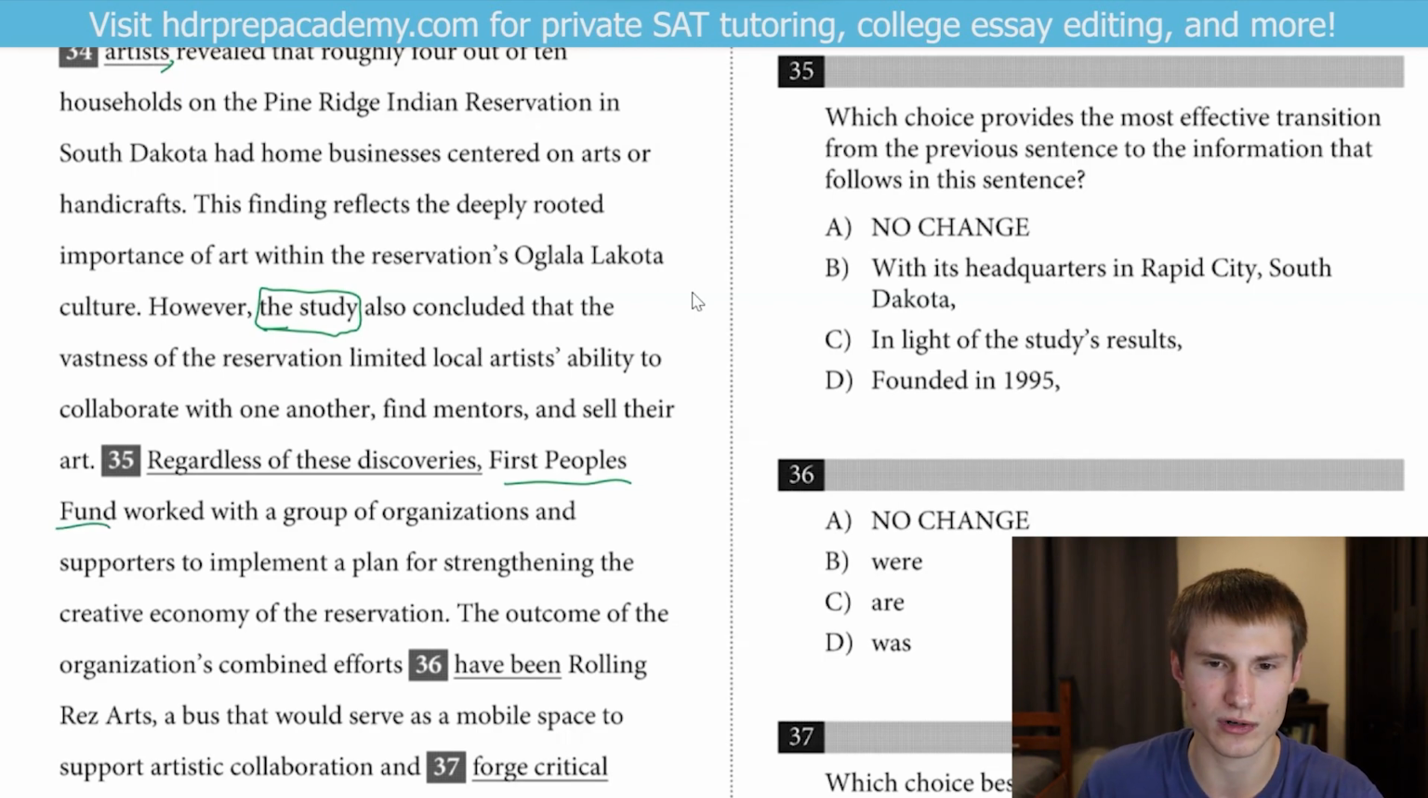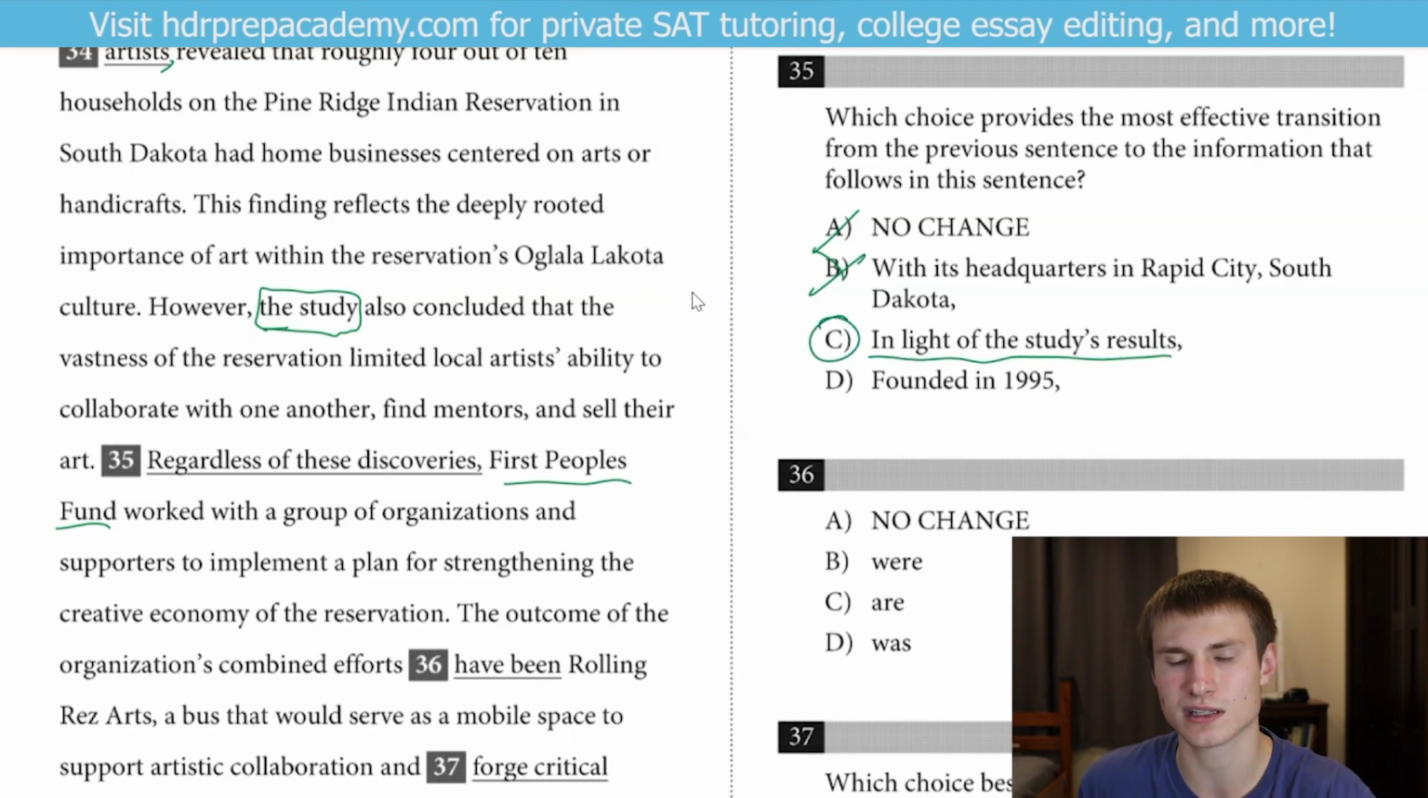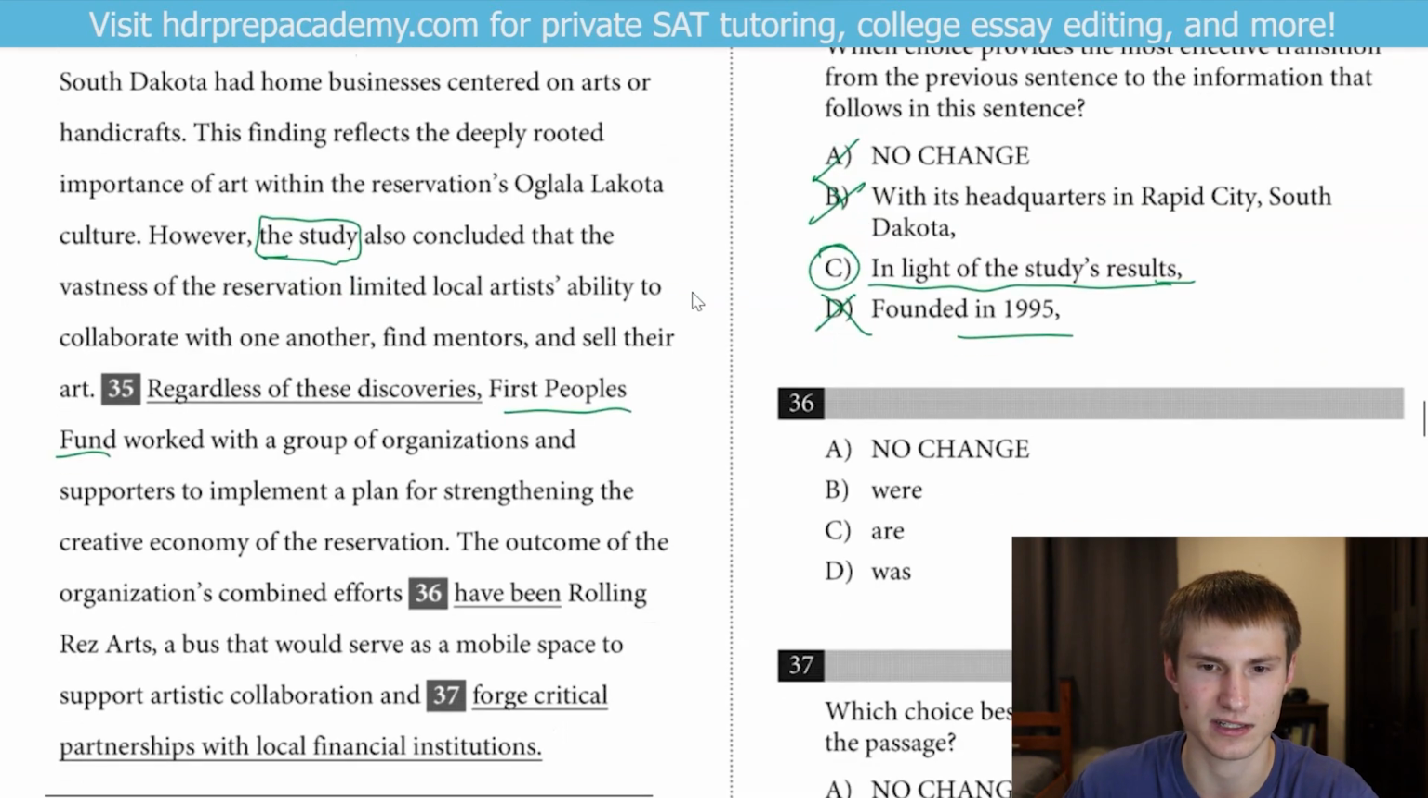We have option A, regardless of their discoveries. No. B, with its headquarters. We don't care where its headquarters are here. C, in light of the study's results. That's perfect because it's connecting them, showing that because of the study's results, the First Peoples Fund is now working to improve the ability for artists to sell their work. And founded in 1995, that's not connecting these two sentences.